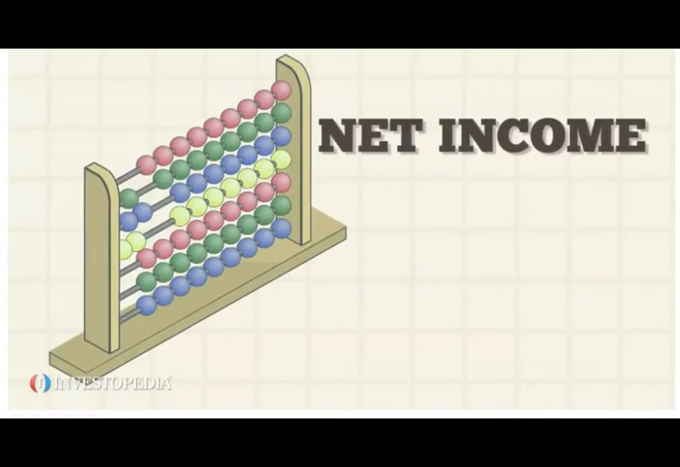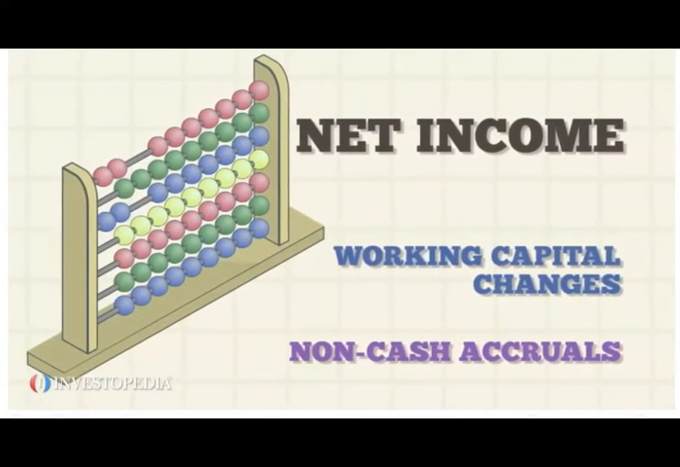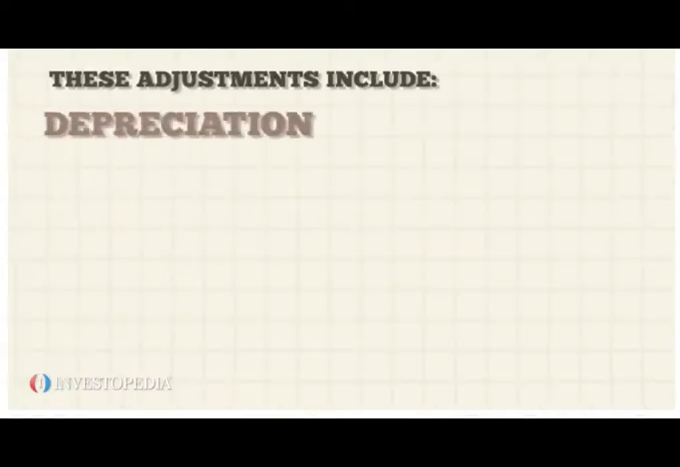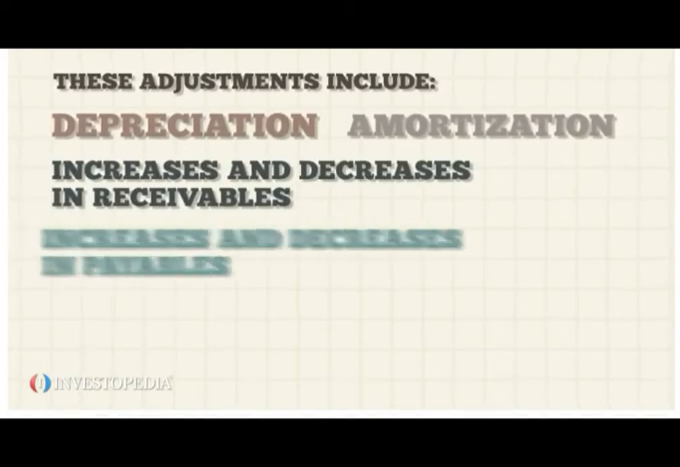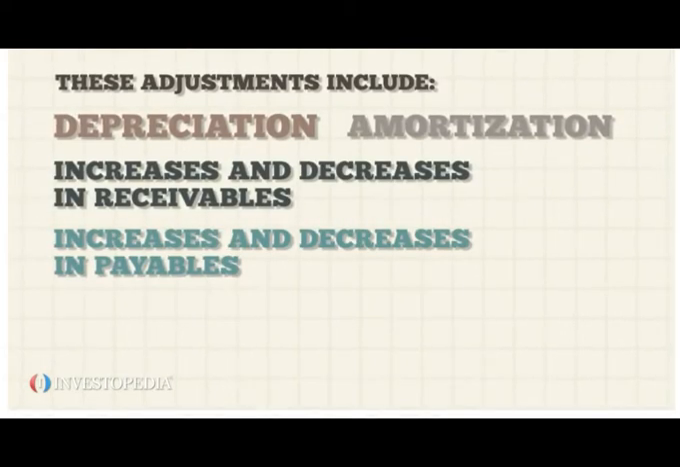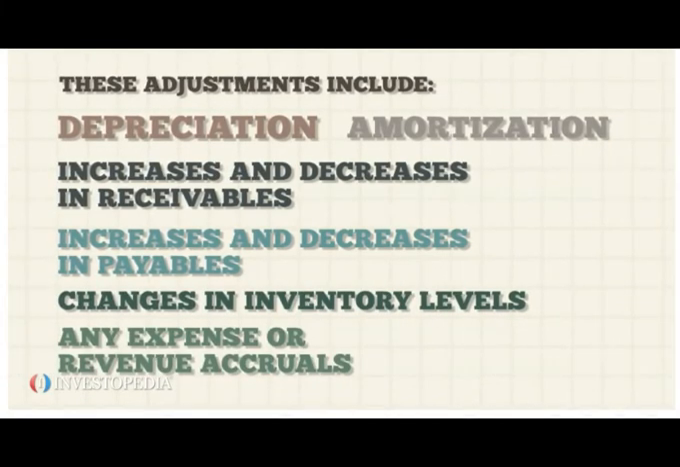Net income is then adjusted for working capital changes and non-cash accruals that have been made throughout the reporting period. These adjustments include depreciation, amortization, increases and decreases in receivables, increases and decreases in payables, changes in inventory levels, and any expense or revenue accruals.